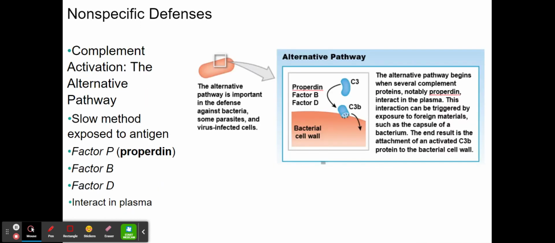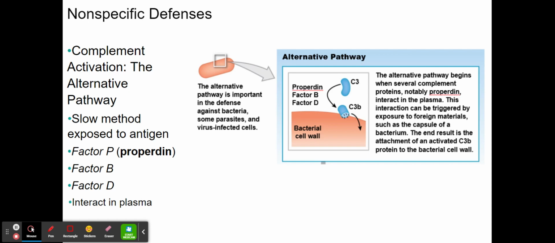The classical pathway activates the complement system most rapidly and effectively. It begins with the binding of complement protein C1 to nearby antibodies already attached to its specific antigen, such as bacterial cell walls. In the absence of antibody molecules, the alternative pathway, or the properdin pathway, activates the complement system.